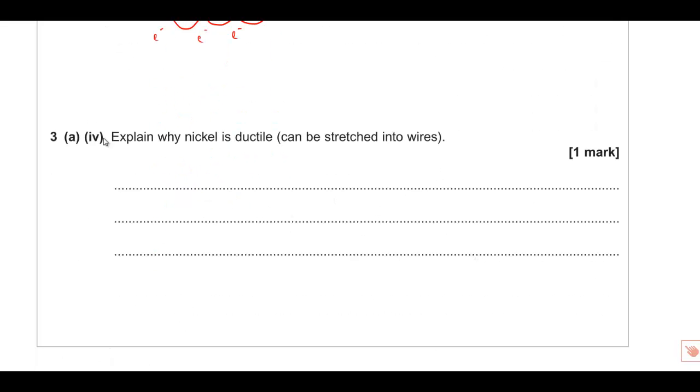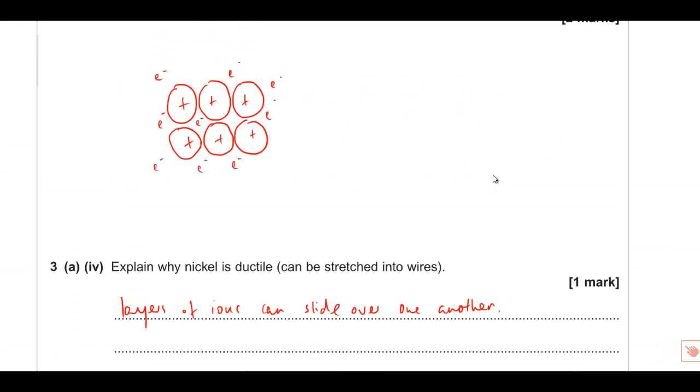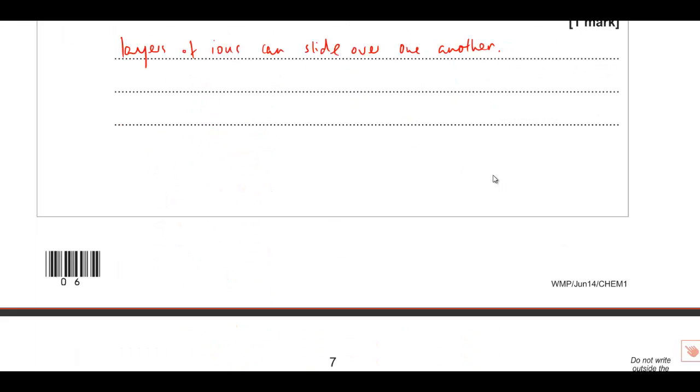Explain why nickel is ductile. They even give you what it means, stretching like wires. Well, again, layers of ions can slide over one another or over each other. Standard sort of answer there. It's very easy, a very generic metallic bonding sort of question, that one.